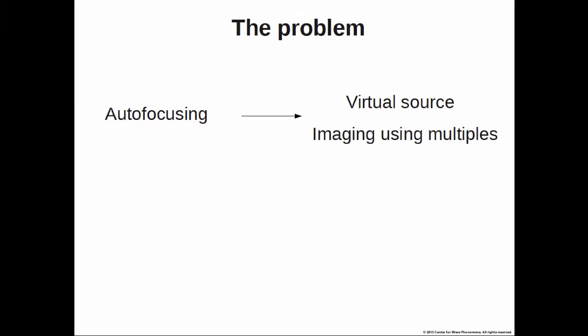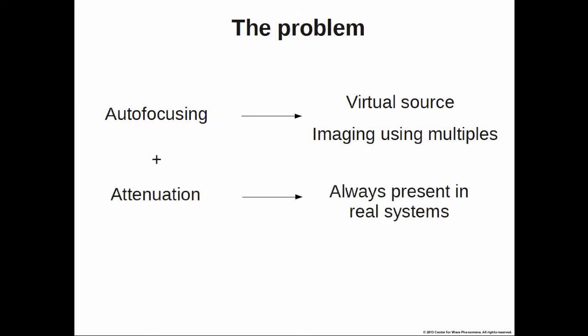This tool allows us to create virtual sources in the interior of the medium. And also, with this tool, we can do imaging using the information in the multiples. But what happens in reality? In reality, we always have attenuation. The attenuation is always present in real systems. And what happens when we combine this theoretical tool, the autofocusing algorithm, with this real feature of the system?